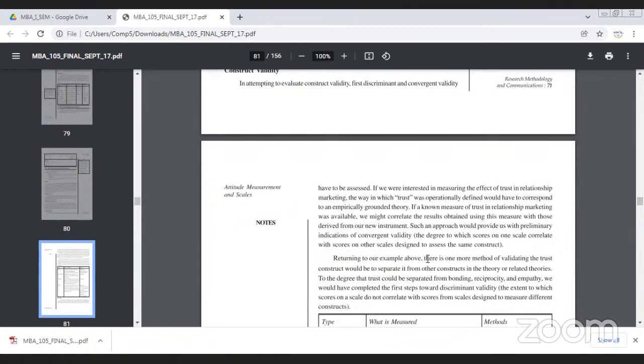Construct validity attempts to evaluate convergent and discriminant validity, which have to be assessed. If we were interested in measuring the effect of trust in relationship marketing, the way in which trust was operationally defined would have to correspond to an empirically grounded theory. If a measure of trust in relationship marketing was available, we might correlate the results obtained using this measure with those from our new instrument. Such an approach would provide some indication of convergent validity, the degree to which scores on one scale correlate with scores on other scales designed to assess the same construct.